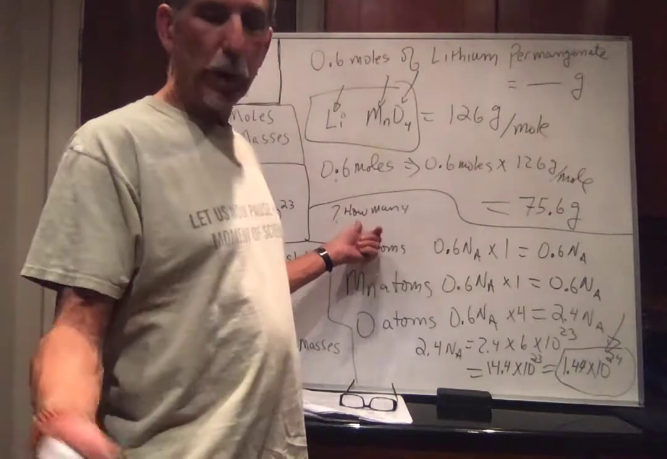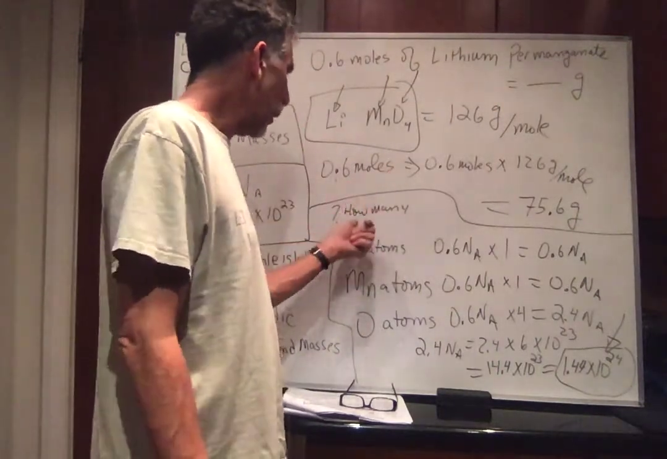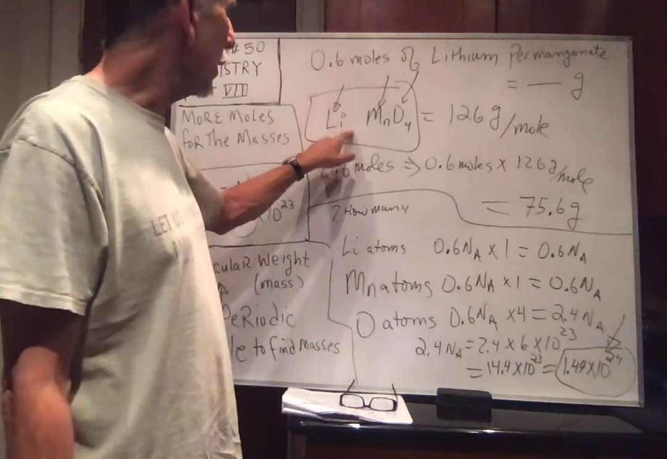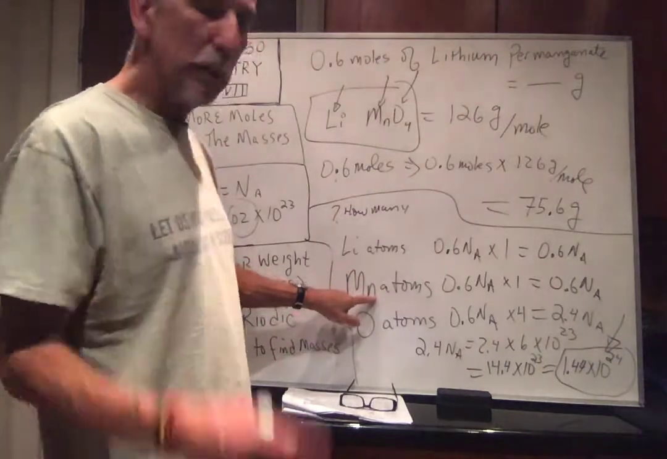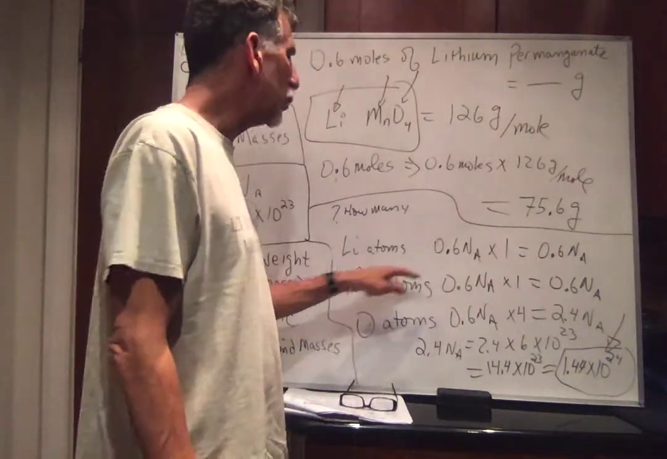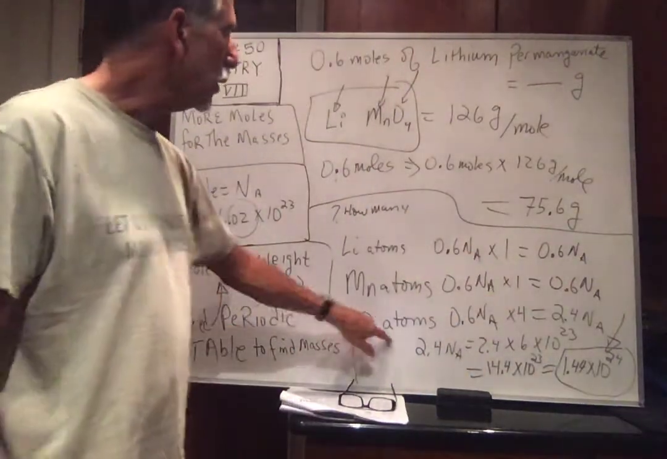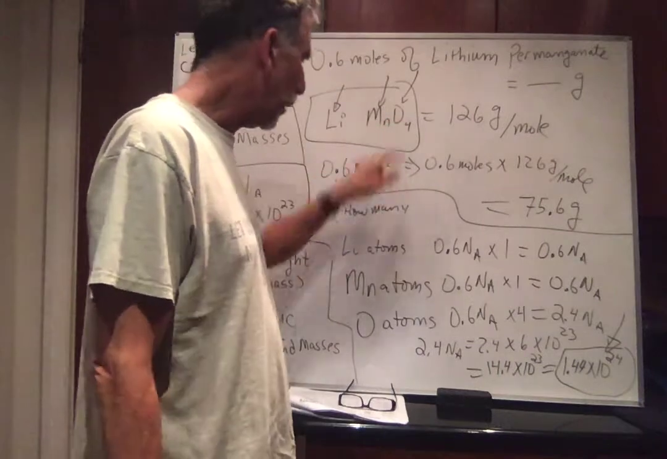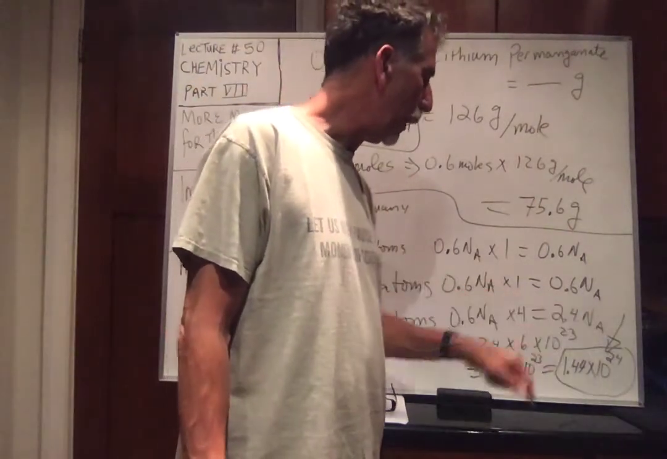And then a question I love, how many atoms are in 0.6 moles? So how many lithium atoms? Well, there's 1 lithium, so it's 0.6 Na times 1. How many manganese? Not magnesium, manganese. It's different. Manganese atoms, well, it's 0.6 Na times 1. Again, 0.6 Na. Oxygen atoms, you can see there's 4. So we have 0.6 Na times 4 is 2.4 Na.